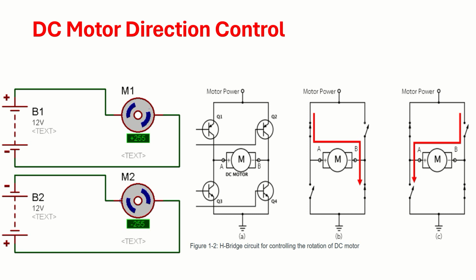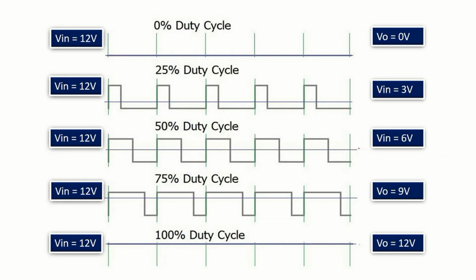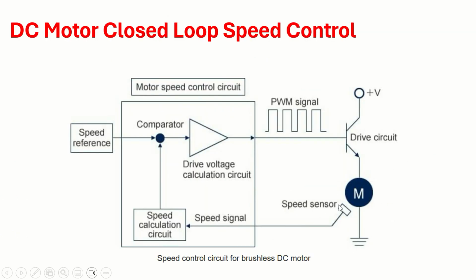So an H bridge is required if you want to change the direction of the motor. However, if you want to only control the speed of the motor, even one transistor is enough. Like in this figure, one transistor is enough to control the speed of the motor.